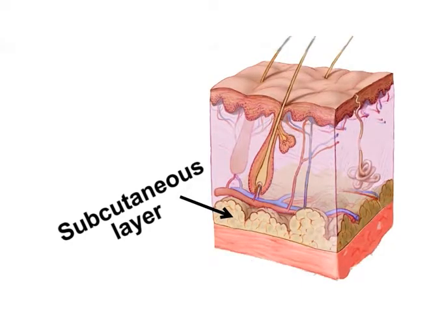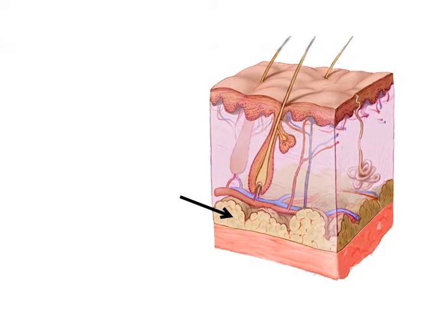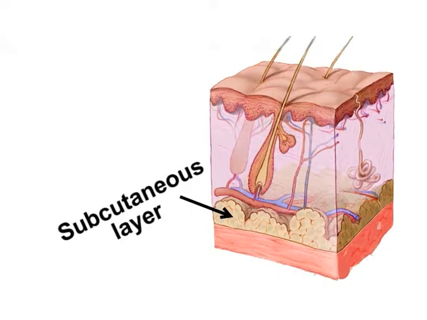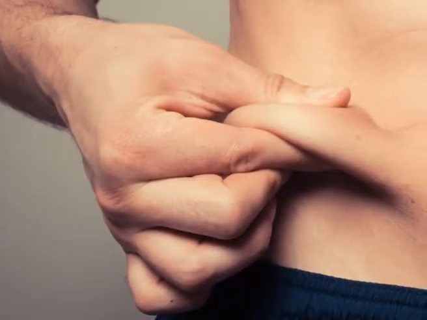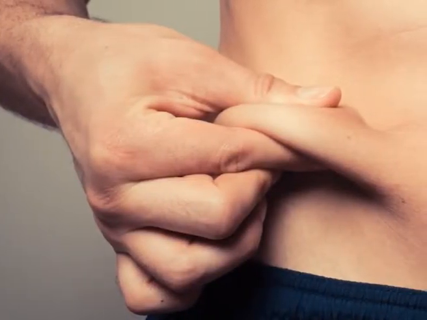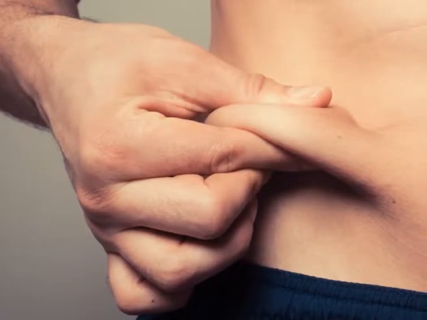The subcutaneous layer lies underneath the cutaneous layer and is sometimes called the hypodermis or superficial fascia. It holds most of the body's fat, so it varies in thickness from one person to another.